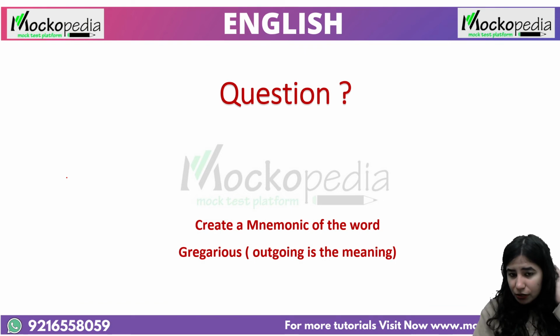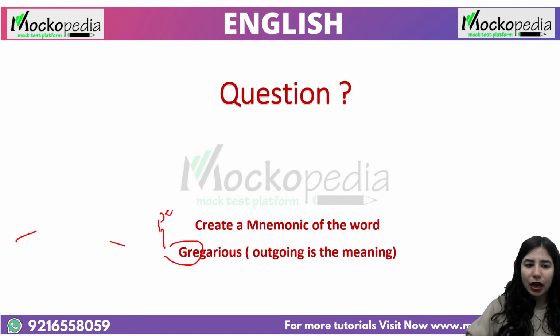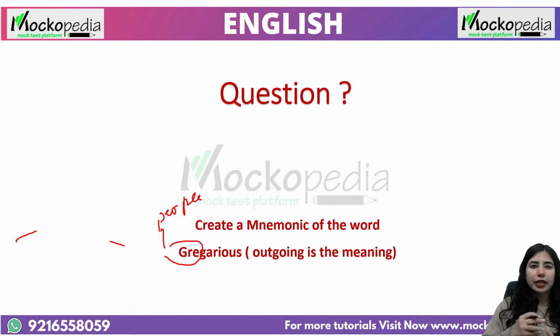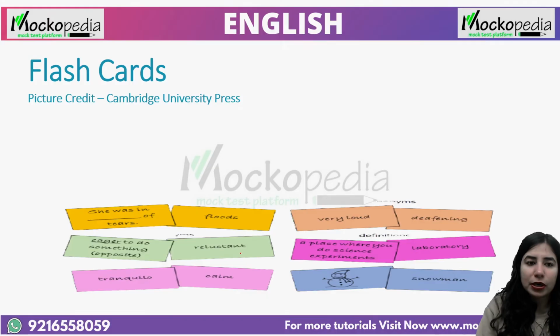Now you have this question in front of you. Create a mnemonic of the word gregarious. So Greg is for outgoing. Gregarious stands for people. Okay, so people, outgoing. Gregarious is an outgoing person. So now what you're going to do, you're going to make a mnemonic for it. Think of any person who's gregarious in your circle, and you would be able to find a mnemonic for yourself, right?